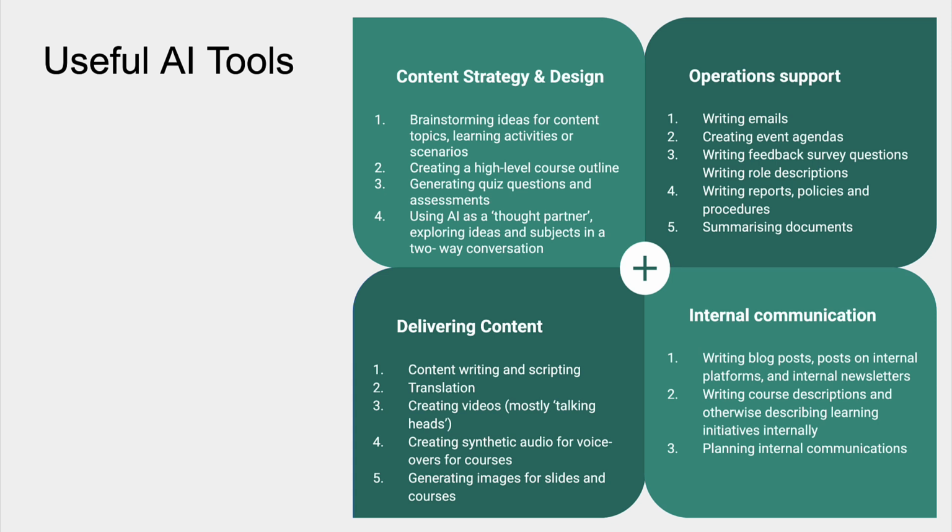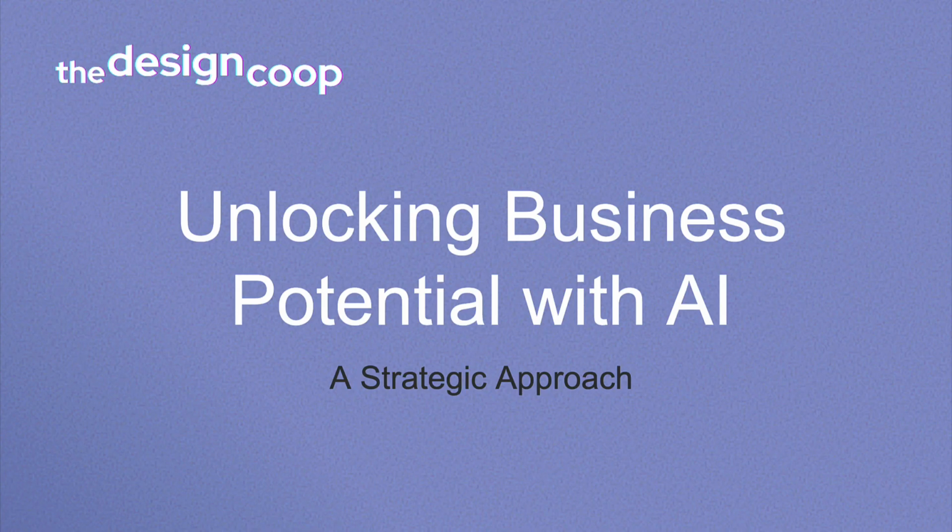And the 4th area you can use it for is for internal communications. It can write blog posts, posts on internal platforms, or your newsletters. You can use it to create course descriptions or describe these learning activities internally. And you can use it for internal communications planning. It's very useful, and for sure you can use AI. You might have to use 2 or 3 different AI tools in order to create what you need, as some of these are better than others for a specific purpose, such as creating images and illustrations.